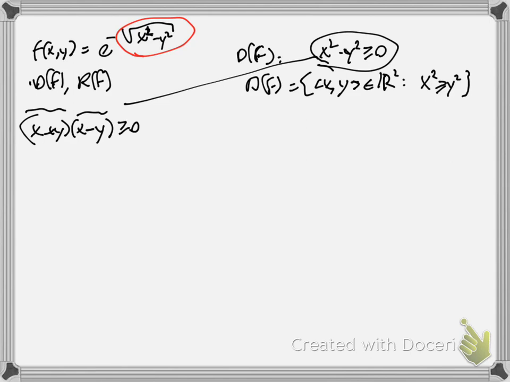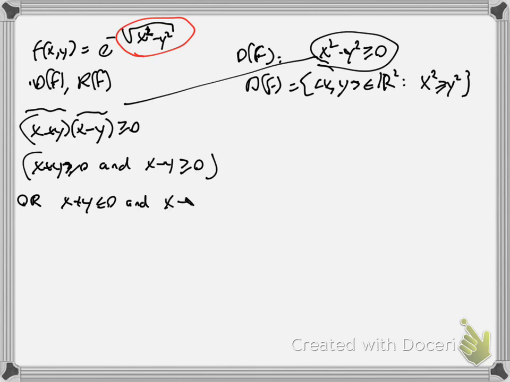So this has two solutions, namely that x plus y is non-negative and x minus y is non-negative. Or both of them are non-positive. So x plus y is non-positive and so is x minus y. So we have two different solutions. So let's start working out the first one.